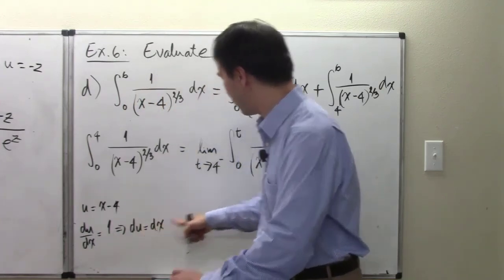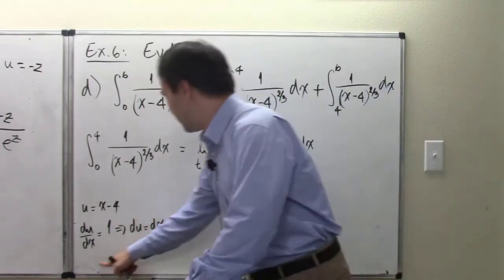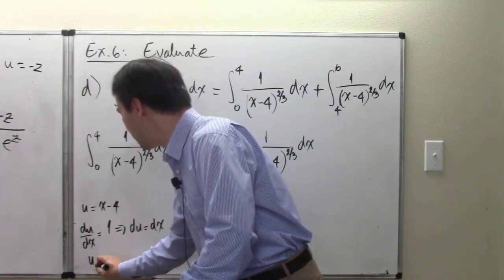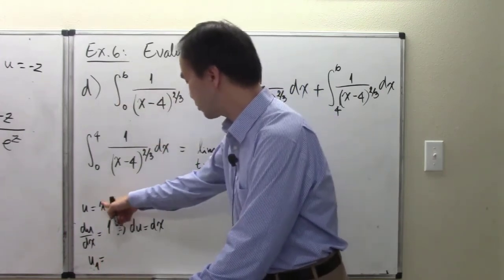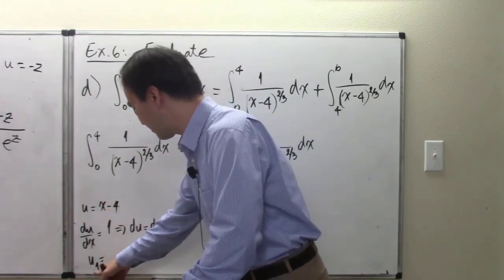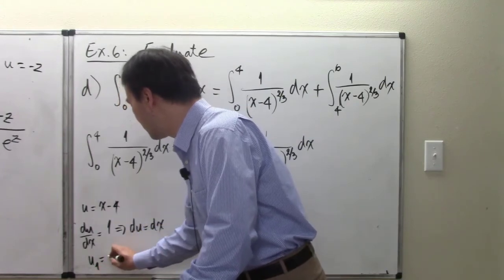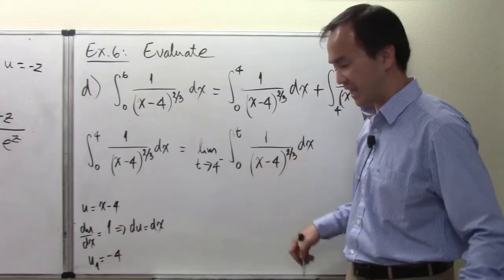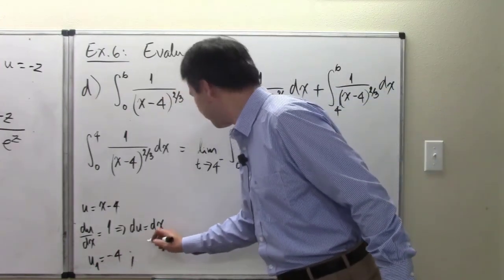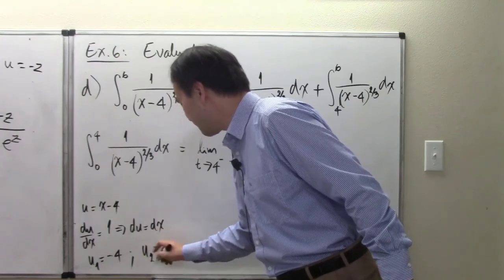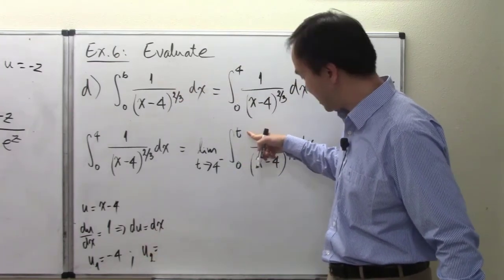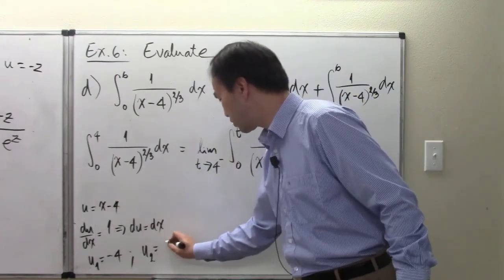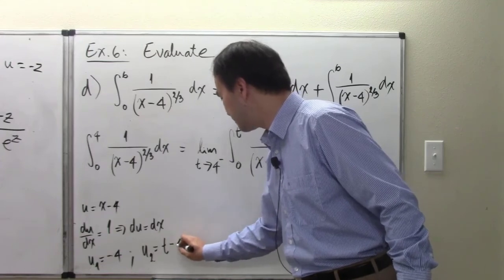So that's eventually become a substitution point for us here. My u1, when I substitute x equals 0 into this expression x minus 4 right here, that's how I get u1. So u1 will equal minus 4. Okay, so 0 minus 4 equals negative 4. Now u2 is found when I substitute my upper limit t into the u substitution. So u2 consequently turns out to be t minus 4.